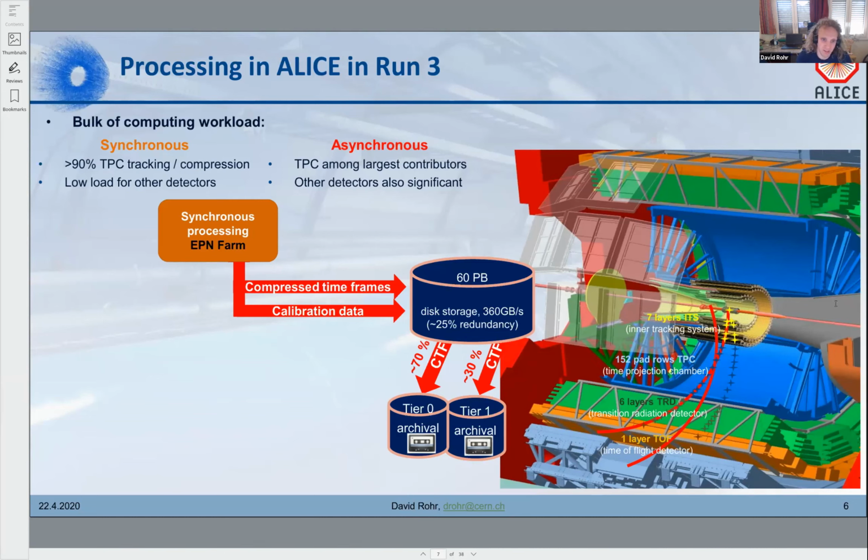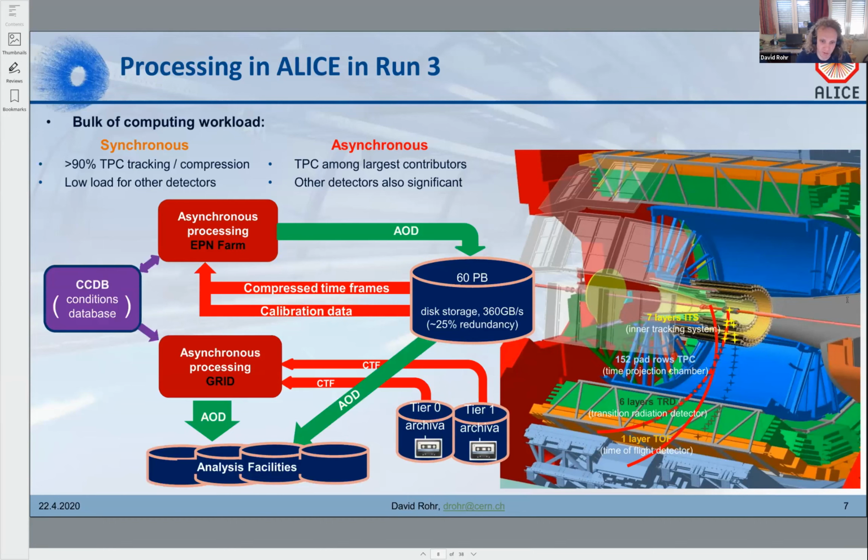for the asynchronous processing, which is more or less what was offline before. And what will happen here is that we can read the data back from this disk buffer to the processing farm and do the final reconstruction there. And then we will write the AODs to the disk buffer. The farm itself will only process part of the data. So in parallel, the grid can also read the CTFs, the compressed timeframes, from tier 0 and tier 1 and do the processing there and then also write the AODs. And both of them have access to the CCDB, which is our conditions database.